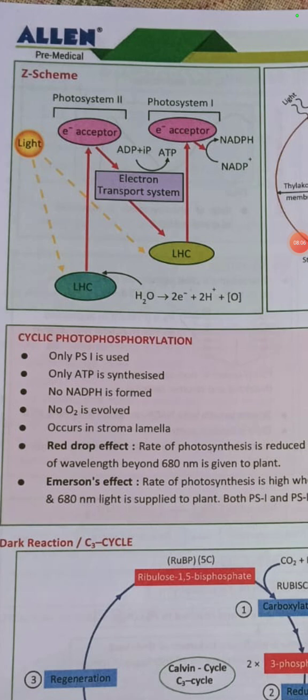And next, cyclic photophosphorylation. Only PS1 is used, only ATP is synthesized, and no NADPH is formed, no oxygen is evolved, and it occurs in stroma lamellae.